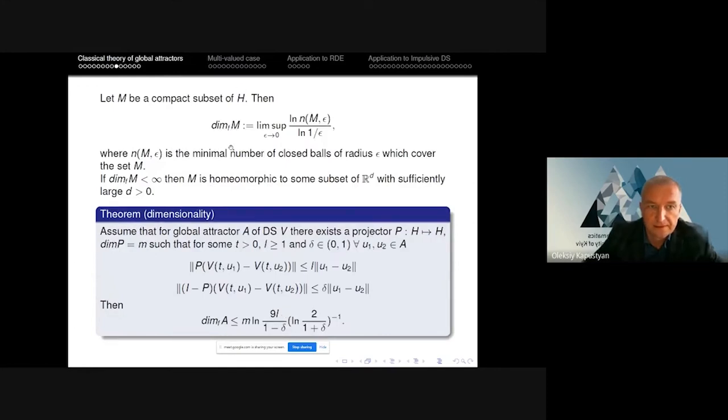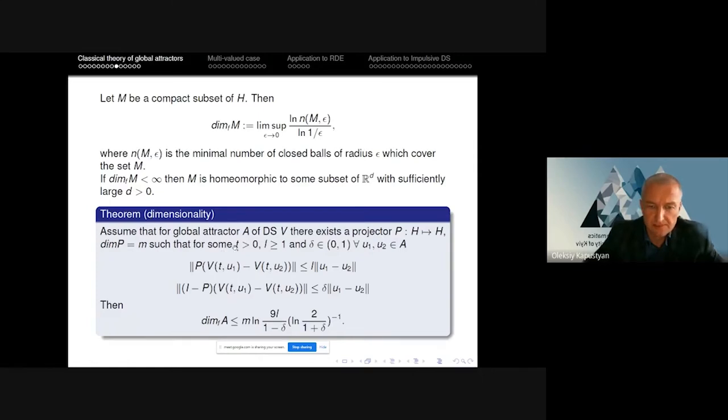The final characteristic of a global attractor is dimensionality, fractal dimension. Here is a definition. For a compact subset M of H, fractal dimension is the upper limit of this ratio, where N(M, epsilon) is the minimal number of closed balls of radius epsilon which cover the set M. The main advantage of this notion is the following fact. It is known that if the dimension of the set M is finite, then this set is homeomorphic to some subset of Euclidean space R^d with sufficiently large d. In other words, if the fractal dimension of our particular set M is finite, then this set can be described with the help of a finite number of parameters. So this is very important.